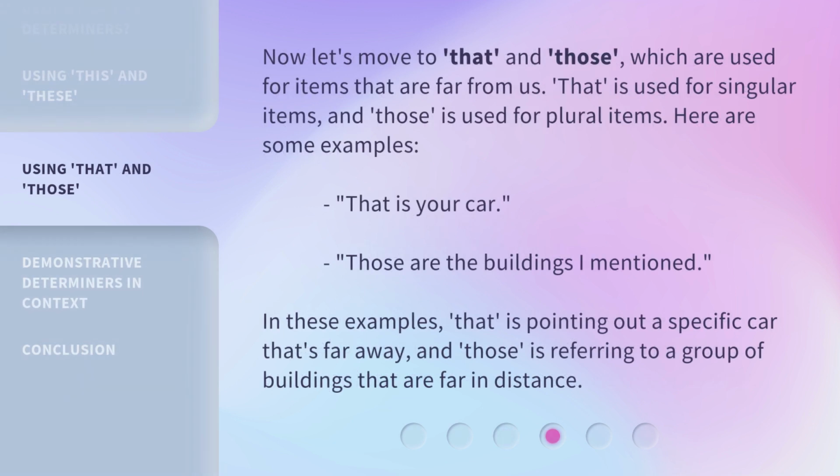Now let's move to that and those, which are used for items that are far from us. That is used for singular items, and those is used for plural items. Here are some examples. That is your car. Those are the buildings I mentioned. In these examples, that is pointing out a specific car that's far away, and those is referring to a group of buildings that are far in distance.